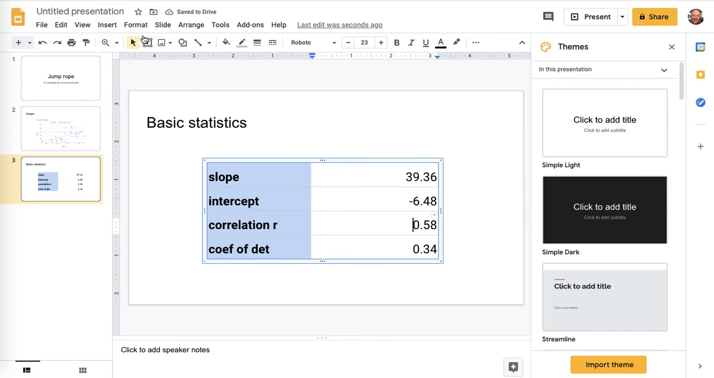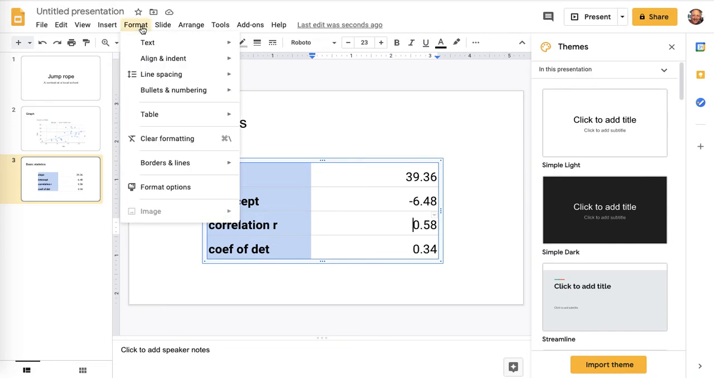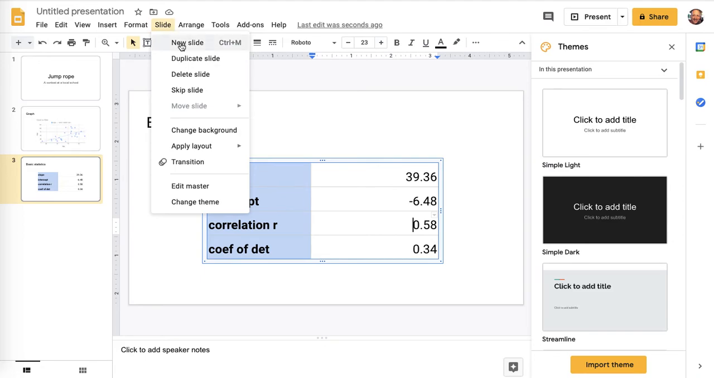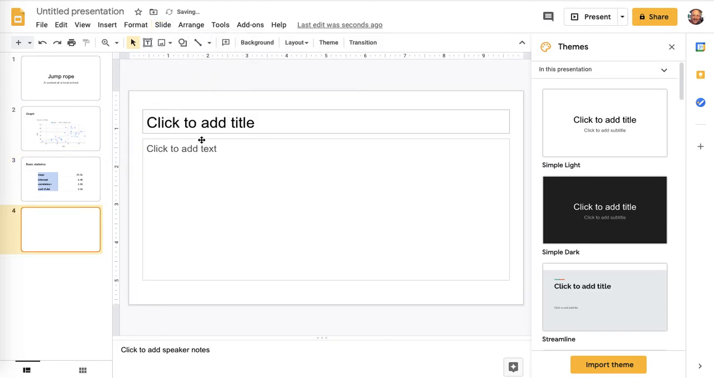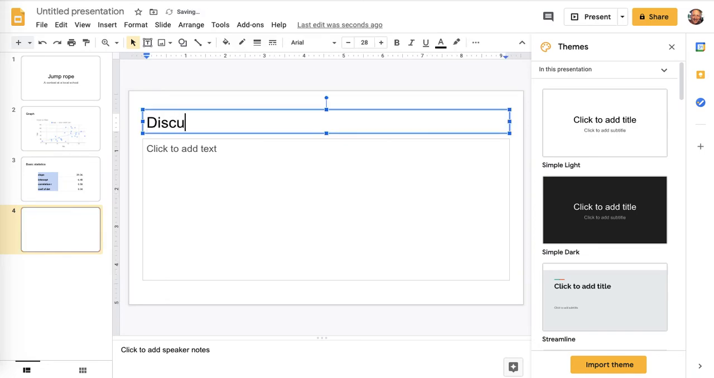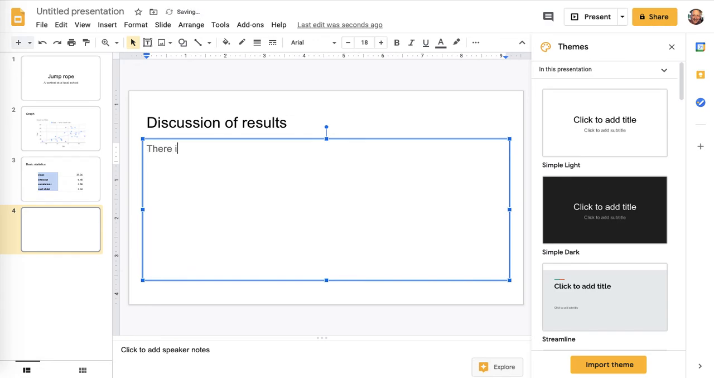And now I better add some conclusion to what my results are. I'll have to discuss what the table and graph mean. But here I'll simply go to slide, and I'll do a new slide. And this will be fine. Here I can have my discussion of results. And so here I can say there is a moderate correlation between the jump rate and total jump count of 0.58.